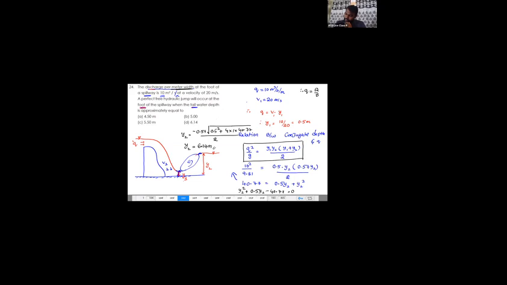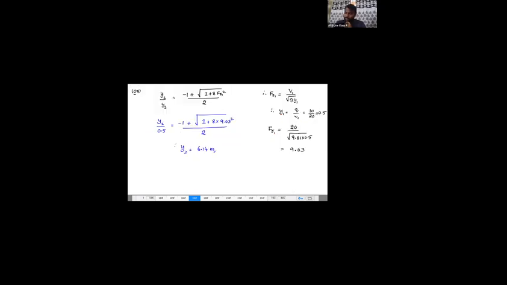Okay, so that's this question. Now coming to the next question, question number 25. A hydraulic jump takes place in a triangular channel. See, this time they have given a triangle.